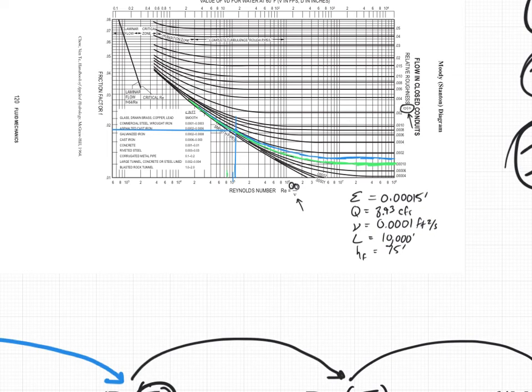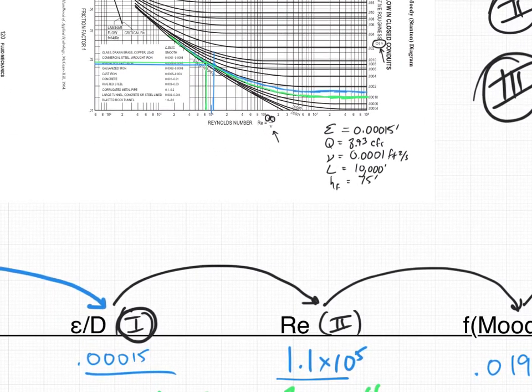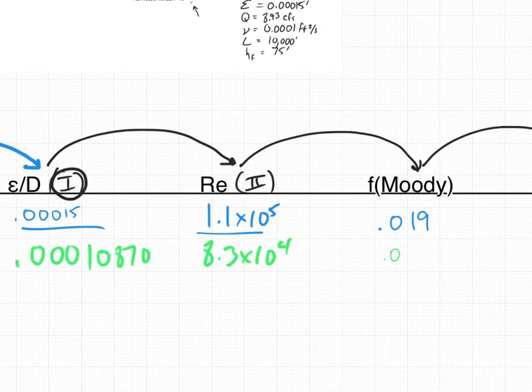Okay, hard to distinguish between 8 and 9, but we're going to go somewhere in here. Go up to that green line, take a right, or left, excuse me. Okay, it looks like we're going to get a slightly different value. So let's call that 0.0195. Yeah, probably 0.0195.